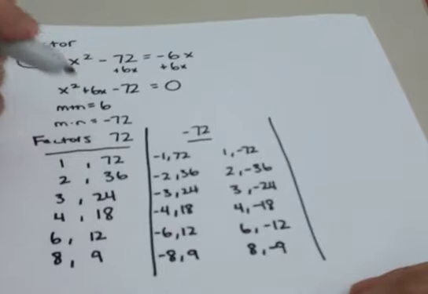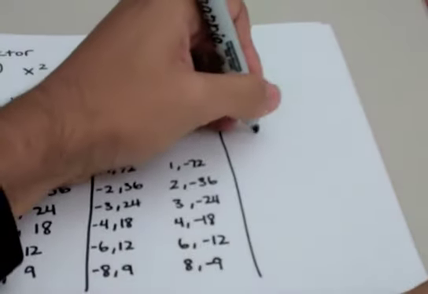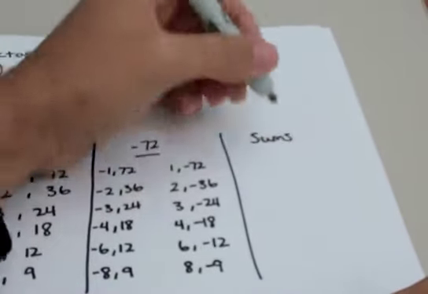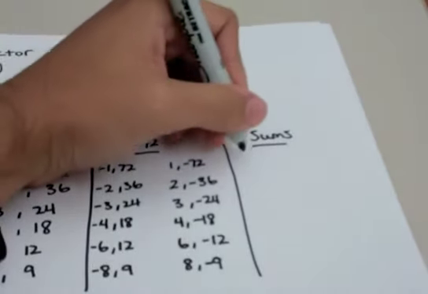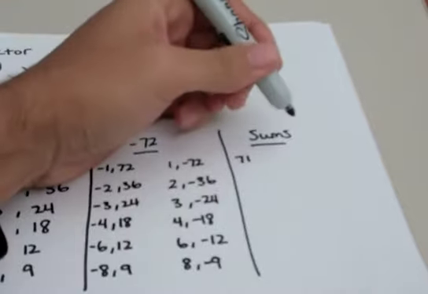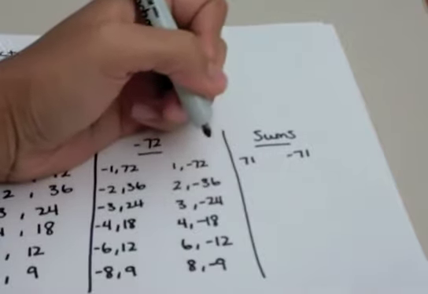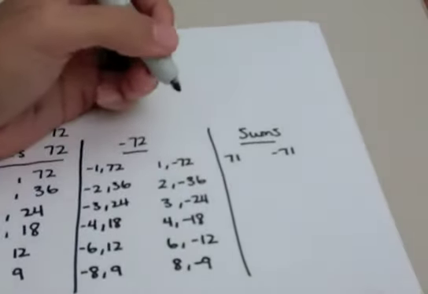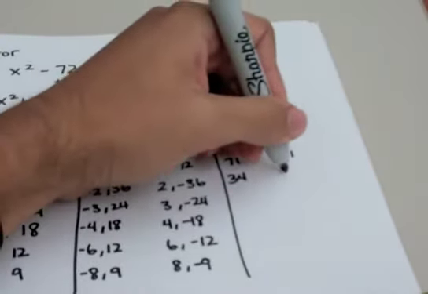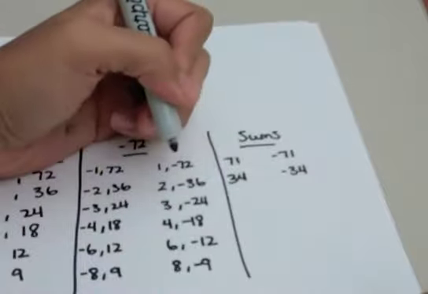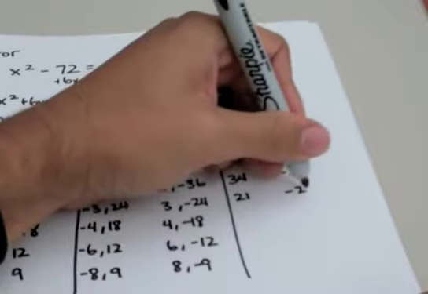So those are all the possible factors that could multiply to negative 72. And we need to see which one of these sets of numbers is going to add and give us 6. So we'll have our sums column. Negative 1 plus 72 is going to be 71. 1 plus negative 72 is going to be negative 71. Negative 2 plus 36 is going to be 34. 2 plus negative 36 is going to be negative 34. Negative 3 plus 24 is going to be 21. 3 plus negative 24 is going to be negative 21.